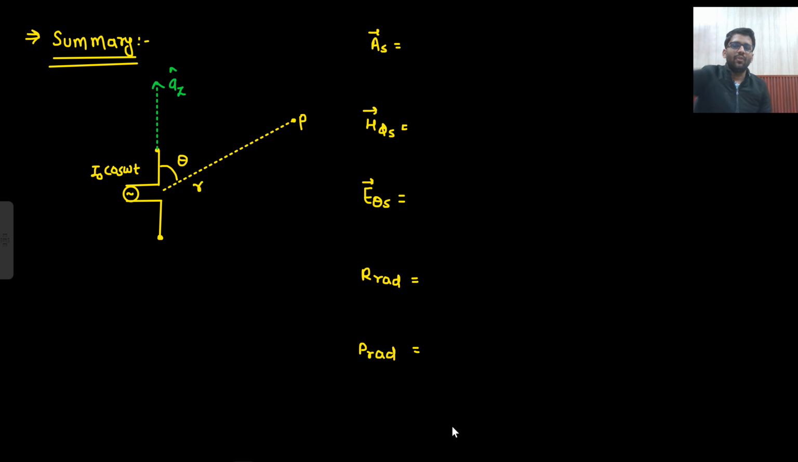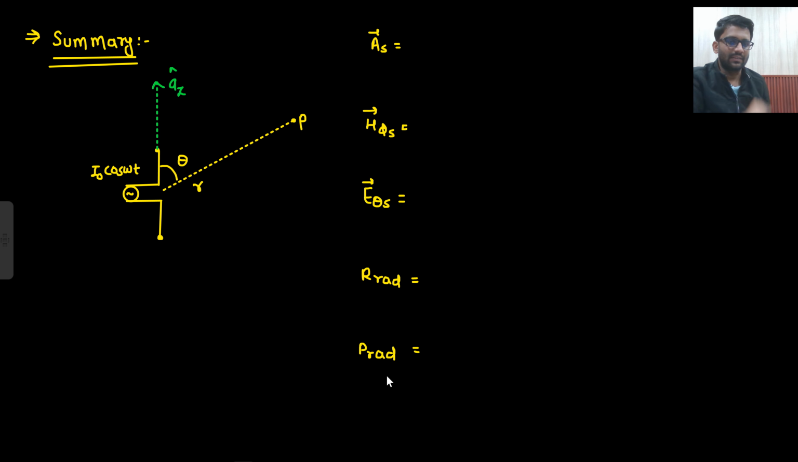So for the Hertzian dipole, if we write down all the summary, what we assumed is that our antenna is placed along the z axis. This has been the assumption. Now if the antenna is placed along the z axis, then I need to find the power radiated at point P. So for that, first I wrote down ES, then H phi s I got, then E theta s I got, then R radiated and P radiated. So these expressions I need to keep in mind.